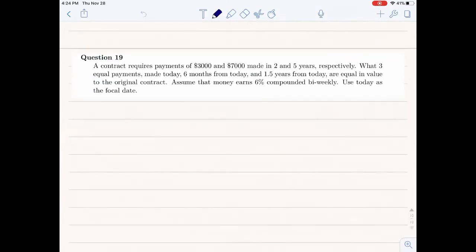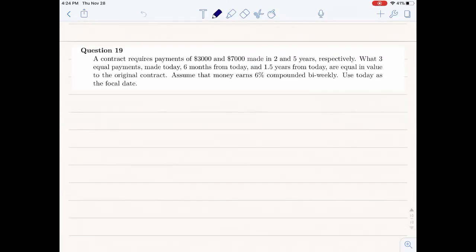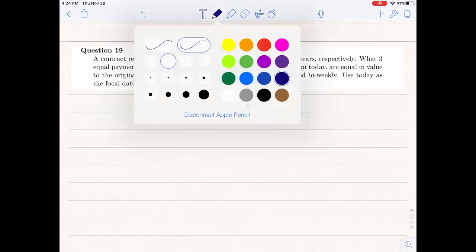So this is the last one we'll do today, and then we'll leave the rest for next day, right? But at least you'll have some time to work through them on your own a little bit before we do. You don't have to though. A contract requires payments of $3,000 and $7,000 made in 2 and 5 years respectively. What 3 equal payments made today, 6 months from today, and 1.5 years from today are equal in value to the original contract? Assume that money earns 6% compounded bi-weekly.